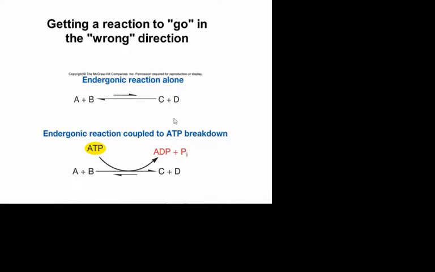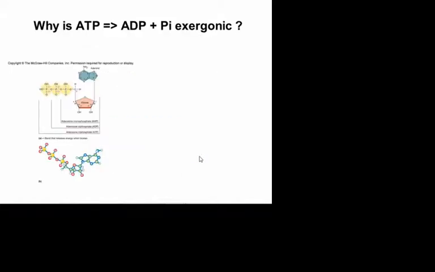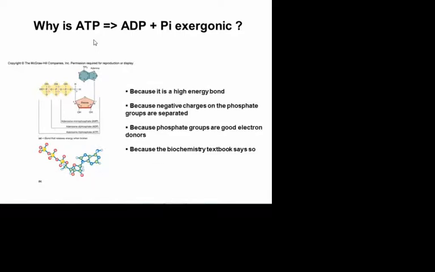And often, the energy source is ATP. You'll have hydrolysis of ATP, adenosine triphosphate, to adenosine diphosphate, liberating inorganic phosphate. So this works because the hydrolysis of ATP is exergonic, right? Now, one of the things that people don't understand, or it's not often clear, is why this is the case. Why does hydrolysis of ATP liberate energy?